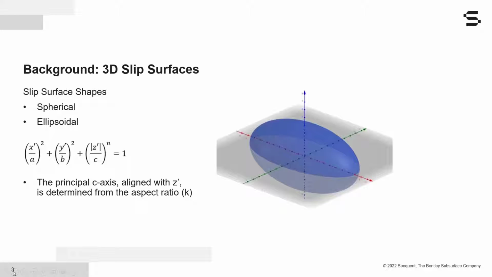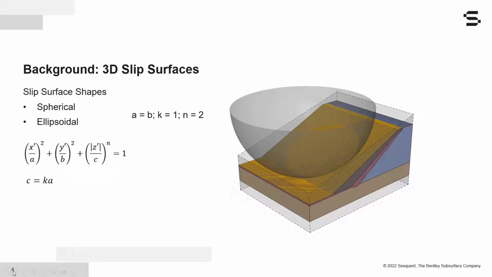The principal axis, C, which is aligned with the Z' axis, that is, the axis orthogonal to the X', Y' vertical plane, is determined from the aspect ratio K. Let's consider some examples. Starting with A equal to B, and the aspect ratio set to 1, we get the following perfect sphere if n equals 2.